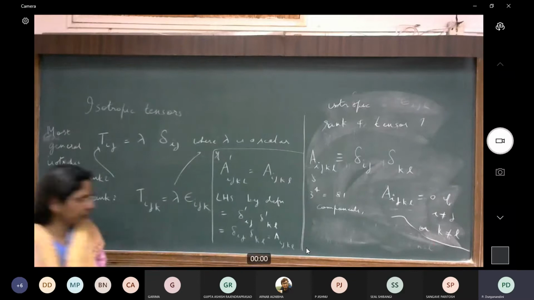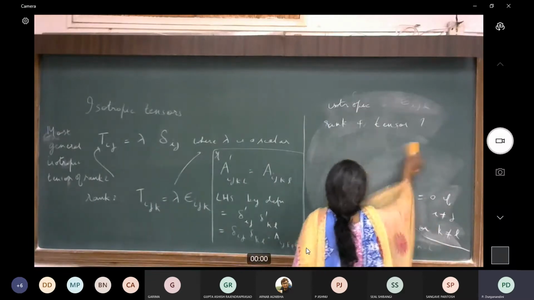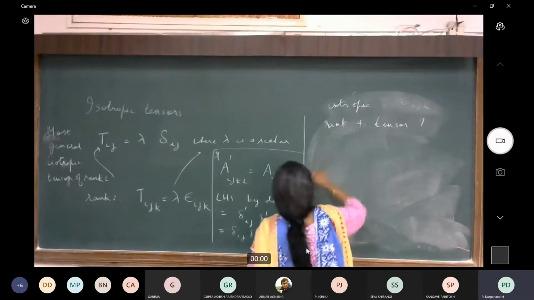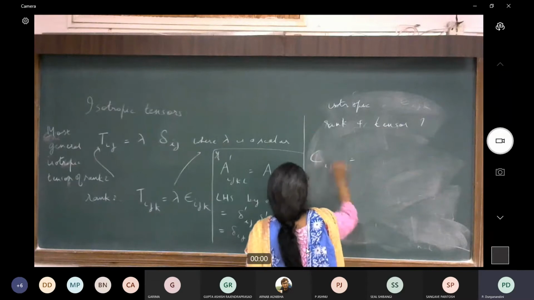But this is not the most general fourth rank isotropic tensor. Now convince yourself that the most general fourth rank isotropic tensor can be written in this form. Yeah, write it as C.